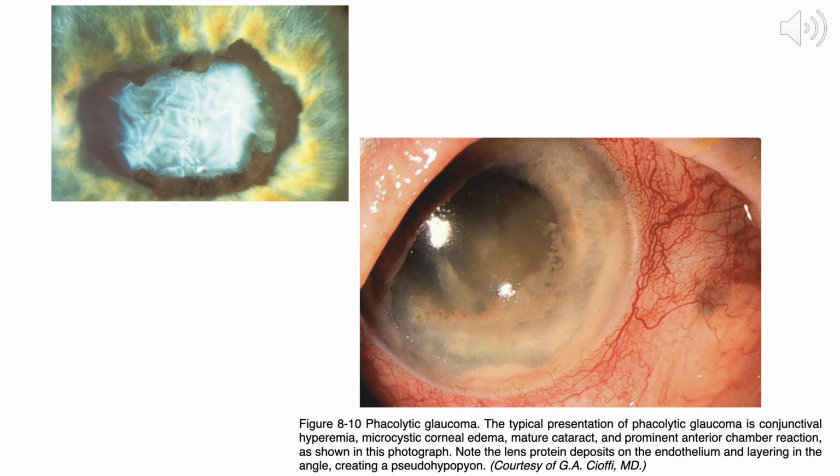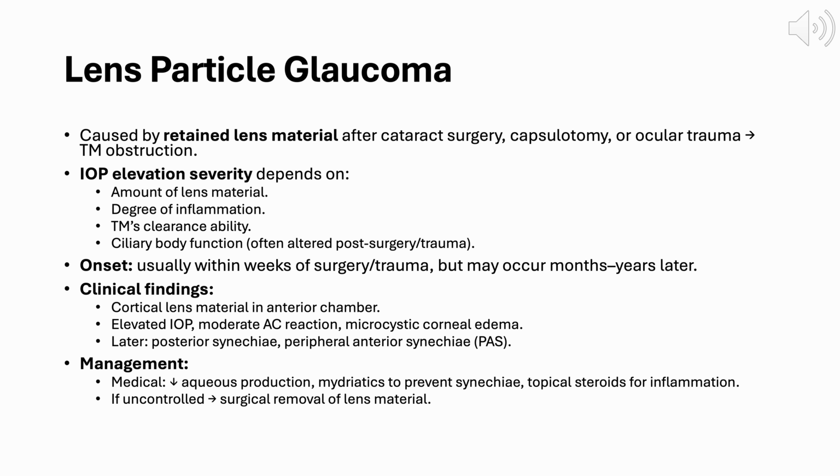Lens protein aggregates can be seen on the corneal endothelium and layered inferiorly in the anterior chamber, forming a pseudohypopyon. This layering occurs as high molecular weight lens proteins leak from the compromised capsule, are engulfed by macrophages, and settle in the angle, obstructing aqueous outflow. Let's move on to the next lens-induced open-angle glaucoma, lens particle glaucoma.